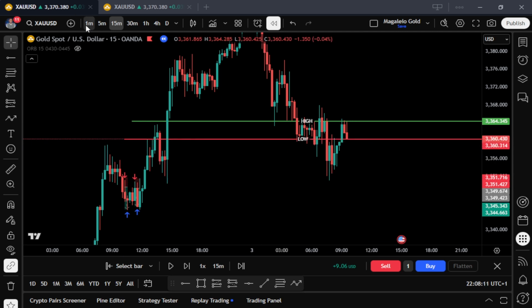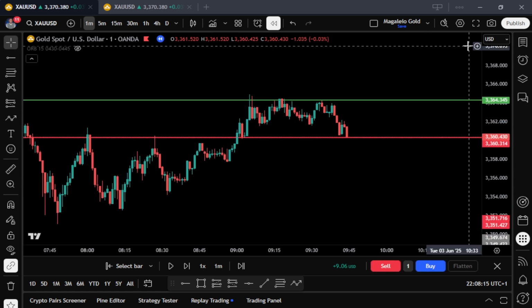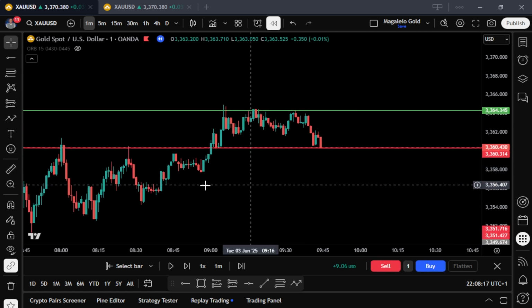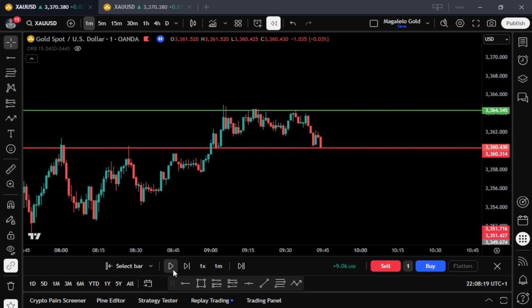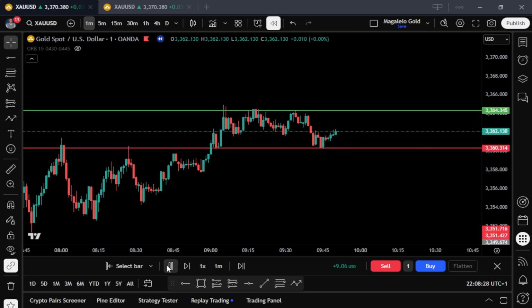All right, so our next step is to come down to your 1-minute time frame, wait for a break and a retest outside the zone. So let's see what's gonna happen, guys. We need a break out of the zone and a retest.